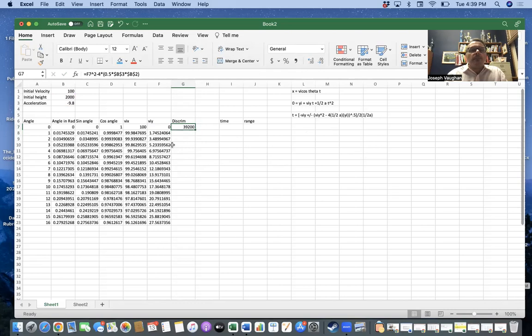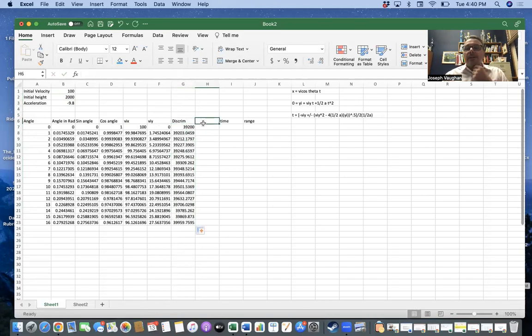So B squared minus 4AC, and that's what I'm getting for the value of my discriminant. Let's just check the equation then. F7, which is VIY squared minus 4 times 0.5 times the acceleration, times the initial height. Now, notice here, if I change the initial height to say 1,000, that changes right away in real time there. So I can play with that, and I can just drag that down.